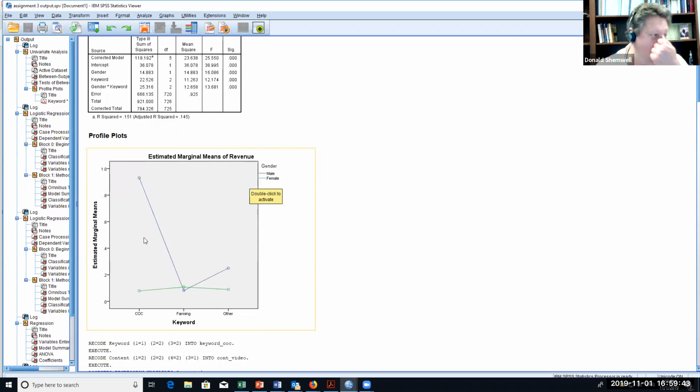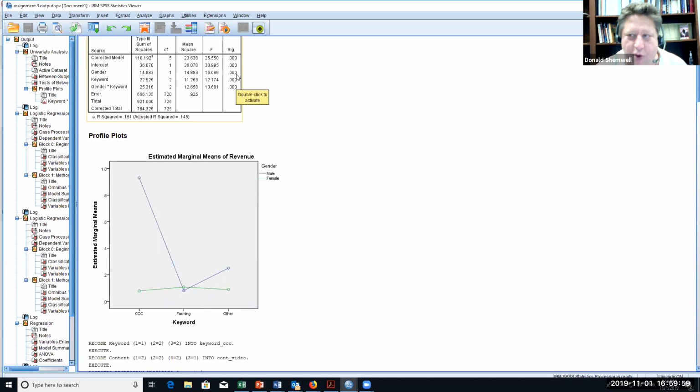Some of y'all already remember from data assignment 1 the nature of that. We can look at this output and see, and you have to determine whether the blue line is higher on average than the green line. And then we also see that keyword is significant.